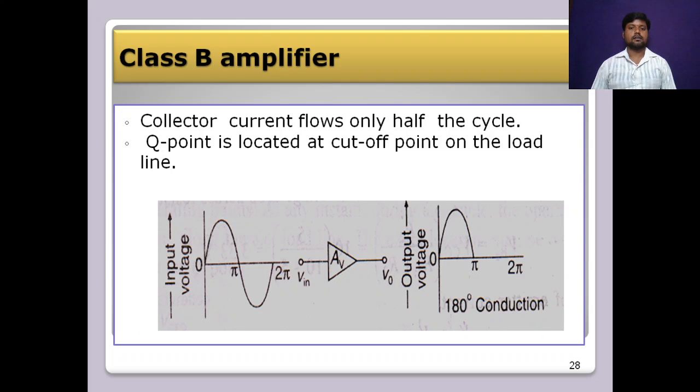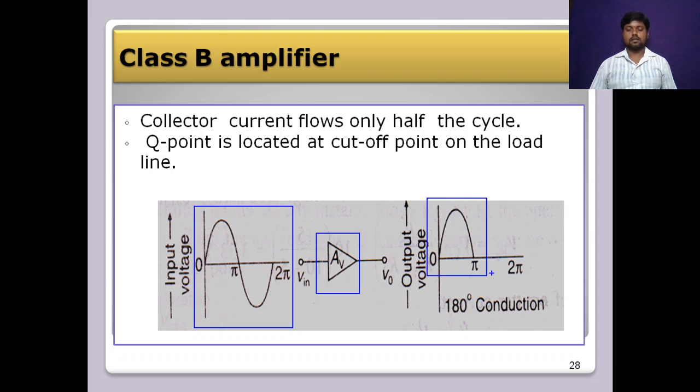In a class B amplifier, the collector current flows for only half of the cycle. See here, I am applying a 360 degrees cycle as an input to the class B amplifier, but I am getting only a half cycle, that is, only for a period of 180 degrees. Such that the class B amplifier is biased with the Q point selected so that it operates only for the 180 degrees duration. So this is class B operation.